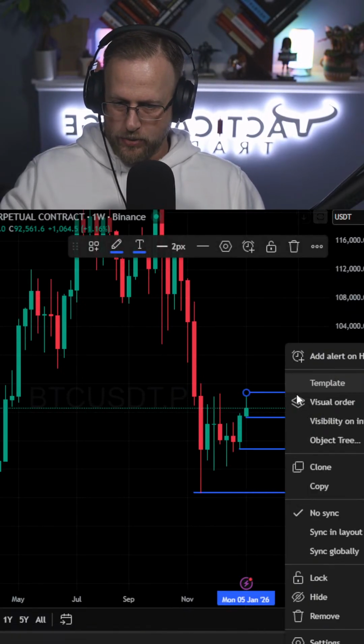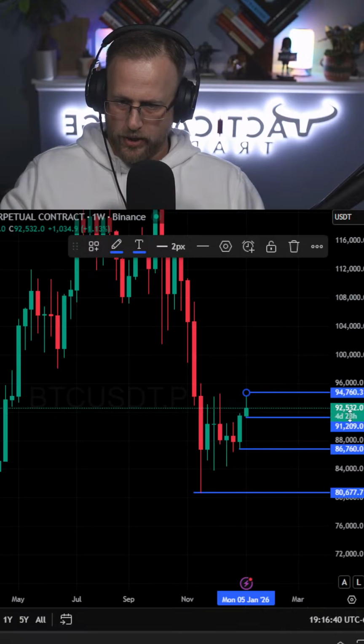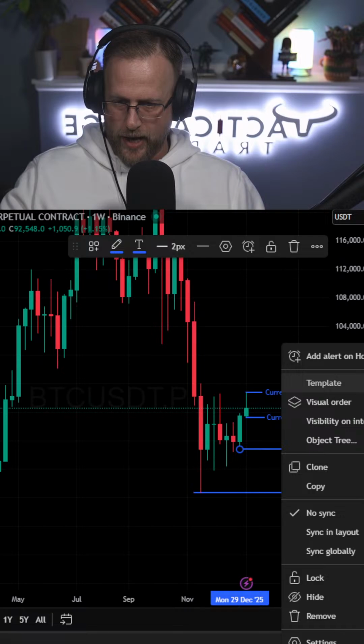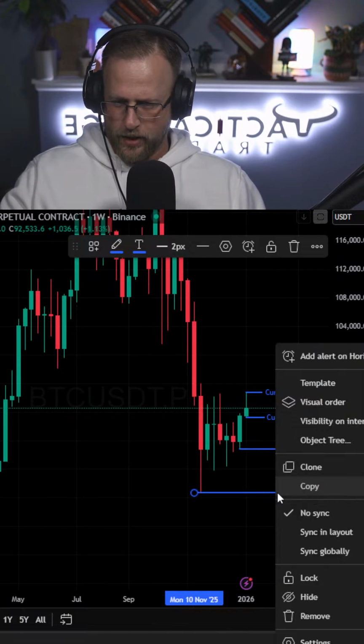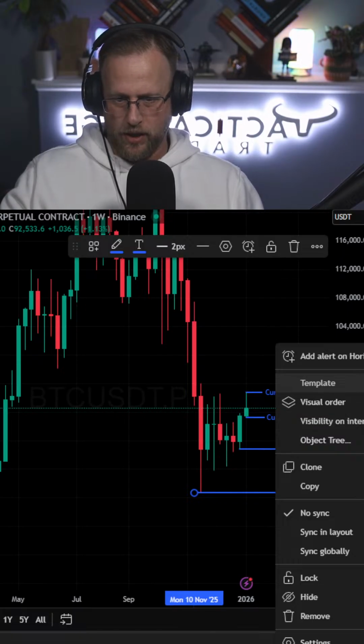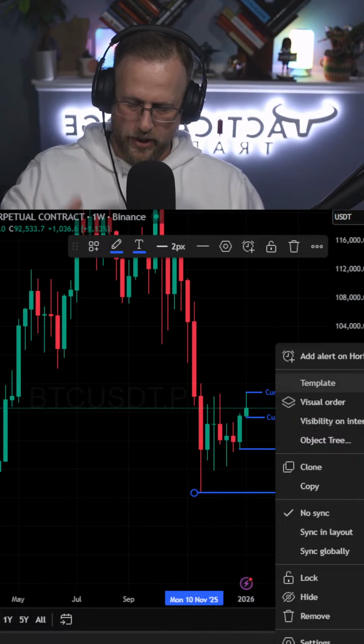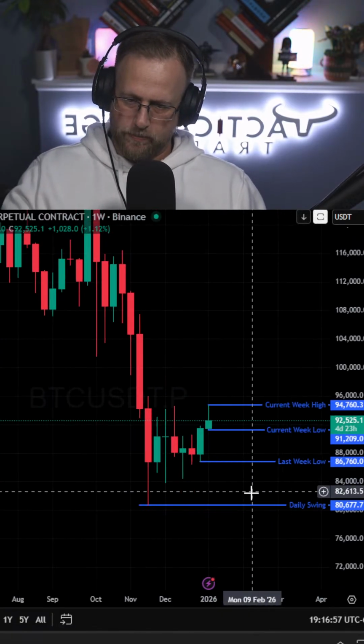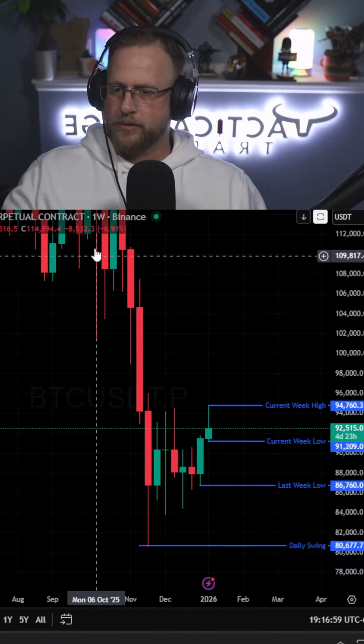So this is what we're looking at right now. We have this week's high, which is the current week high. And then we have the current week low. We have last week's low. And then this is just a swing low, the low of the little downtrend that we're in. So I'm just going to put daily swing level there. Boom. We have liquidity to target.